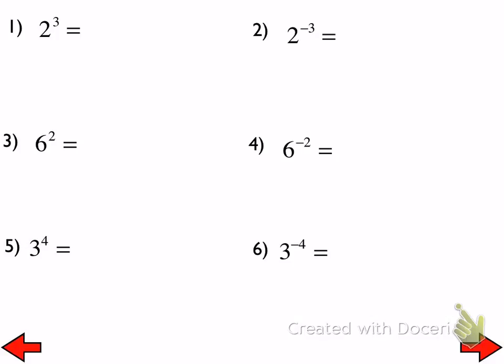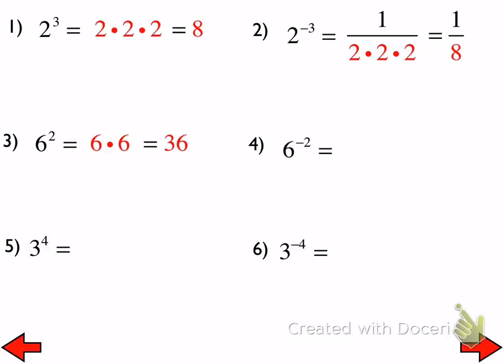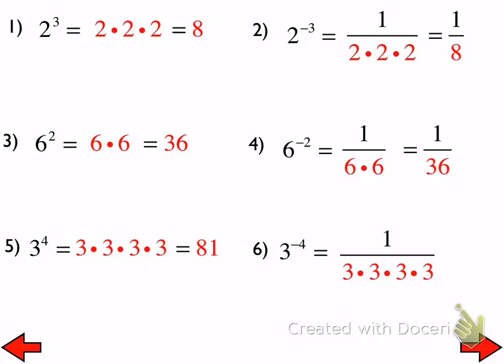Okay, taking a look at number 1. You've had a chance to talk with your shoulder partners, and we see that 2 to the 3rd power is 8. And so the reciprocal of that is 1/8. Number 3, 6 squared is 36. And the reciprocal of that is 1/36. Number 5 is 3 to the 4th power, which is 81. And the reciprocal of that is 1/81.